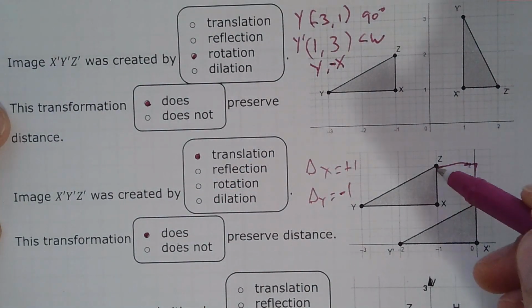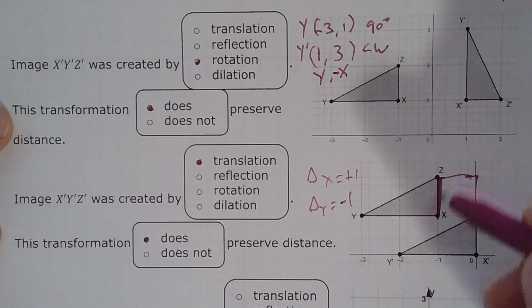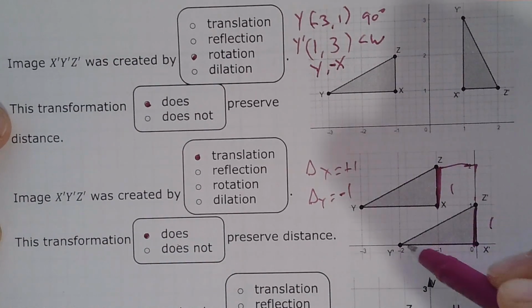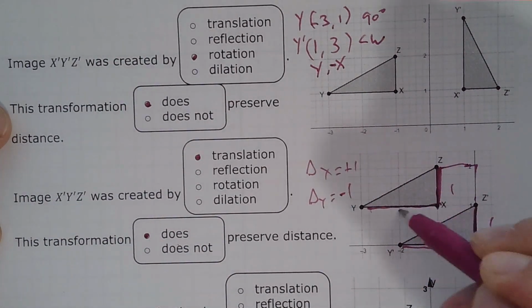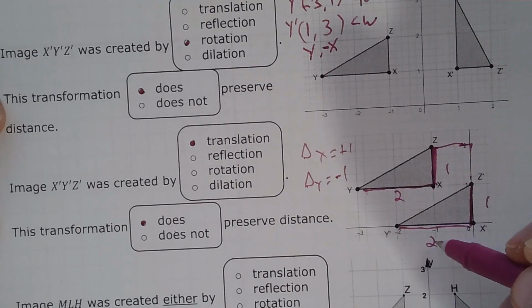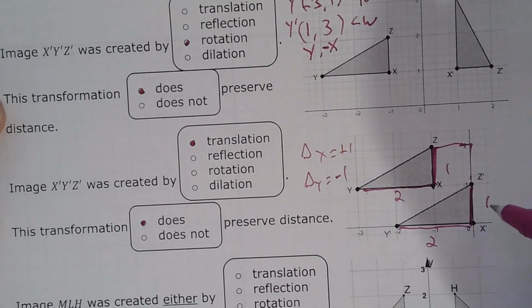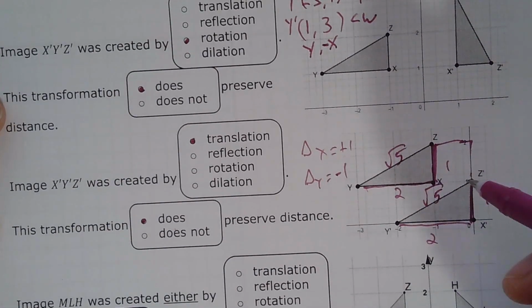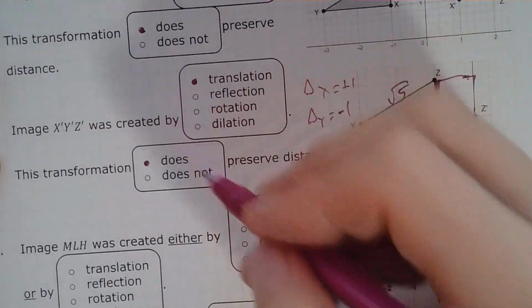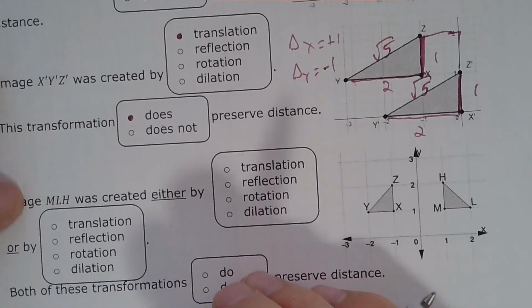Because this is still 1, and this is 1, right? This is 2, this is 2. 1 squared is 1, 2 squared is 4, 4 plus 1 is 5, so both of these are still the square root of 5. That's Pythagorean theorem, right? So there's that one. So this is that one, okay?